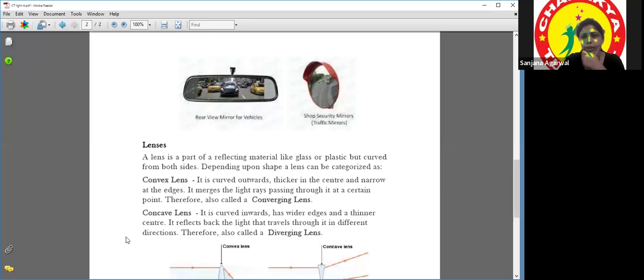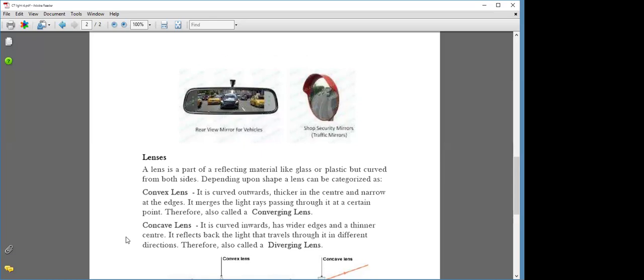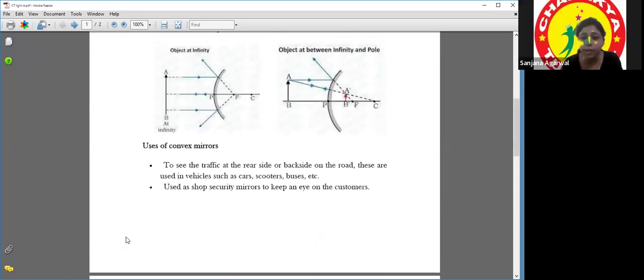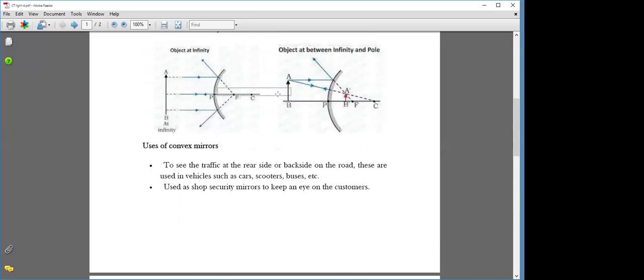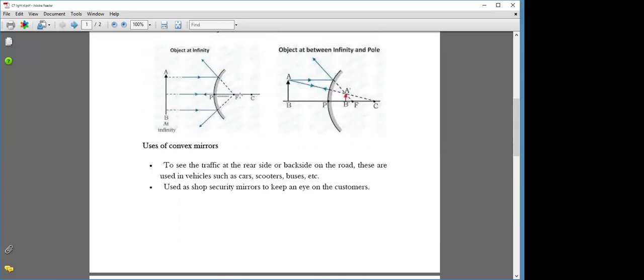Rear view mirror for vehicle and shop security mirror. I hope by looking at the images... Ma'am, can you just scroll up? I was half done with the diagram, the second diagram. Here I'm telling you, 7th class. Okay, I'll upload the PDF by removing these diagrams. I'm telling you, don't draw these. These are of no use to us. I have just included them here so as to explain to you. No need to draw these two diagrams. Only the top one is sufficient. Okay, ma'am.